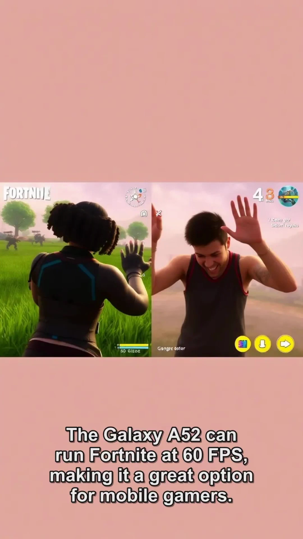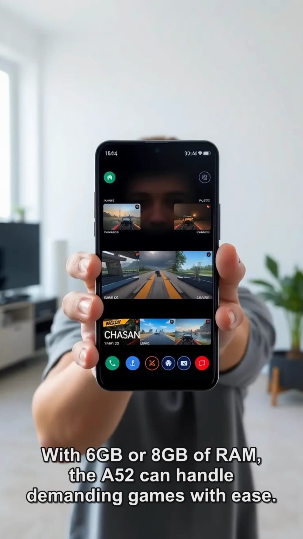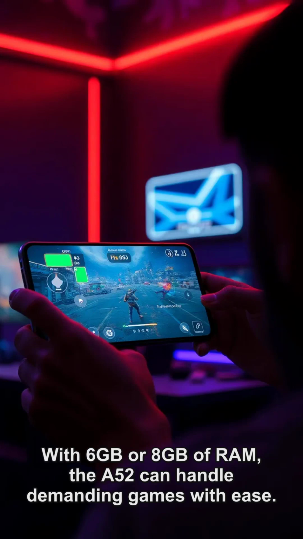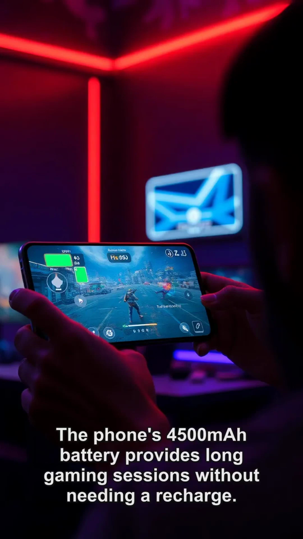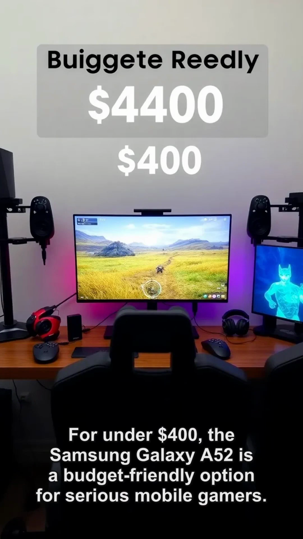The Galaxy A52 can run Fortnite at 60 frames per second, making it a great option for mobile gamers. With 6GB or 8GB of RAM, the A52 can handle demanding games with ease. The phone's 4500 mAh battery provides long gaming sessions without needing a recharge. For under $400, the Samsung Galaxy A52 is a budget-friendly option for serious mobile gamers.